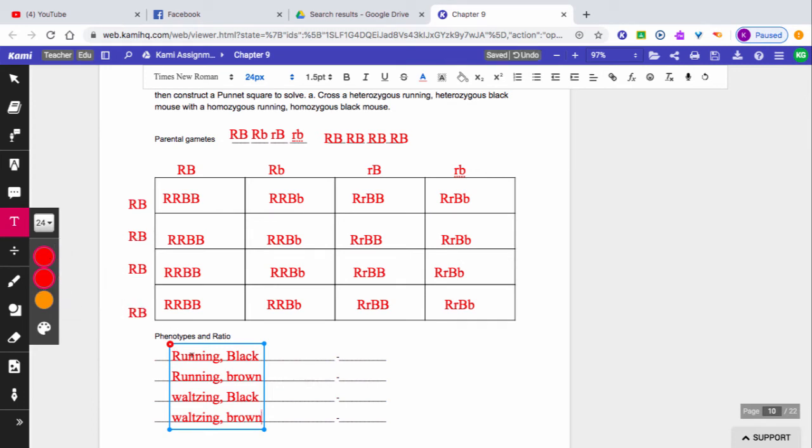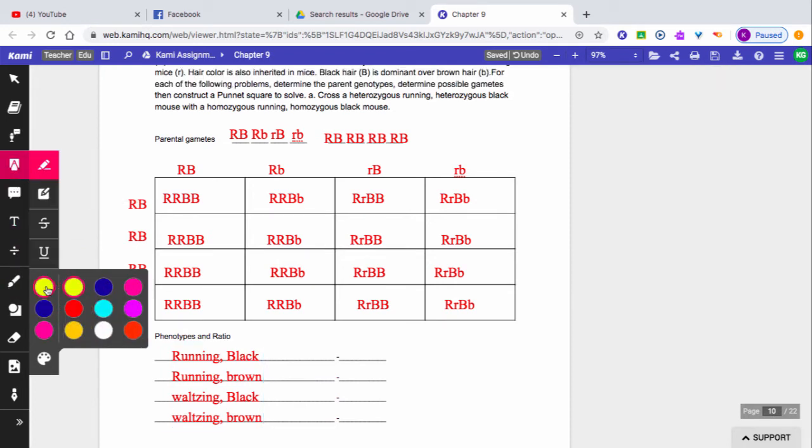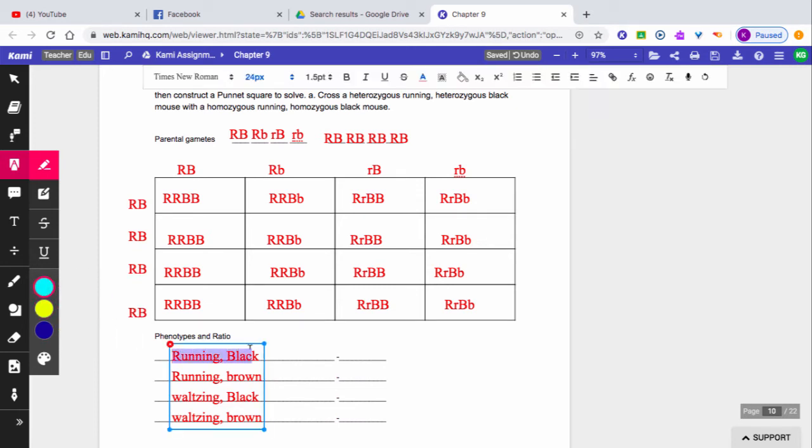So I am going to highlight using some different colors here. Let me do the running black. If I can highlight those.